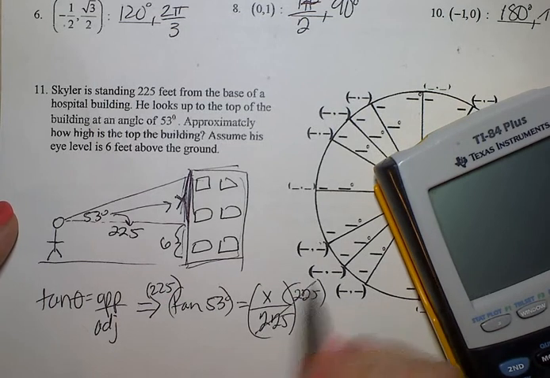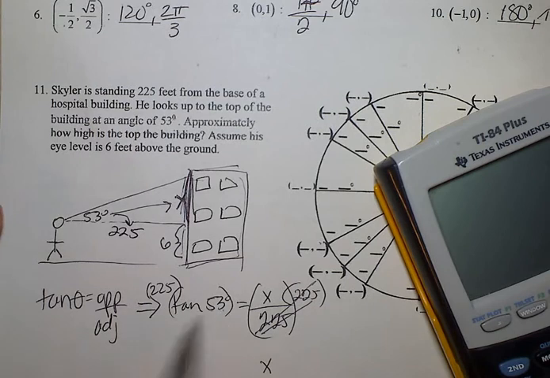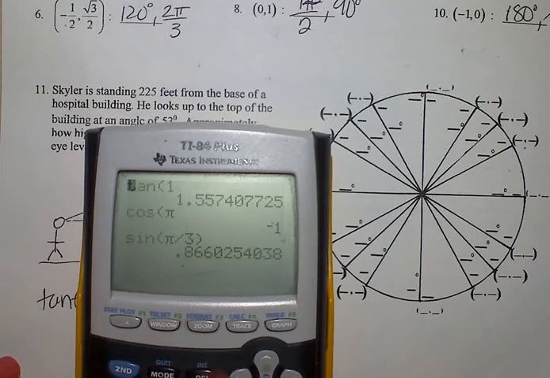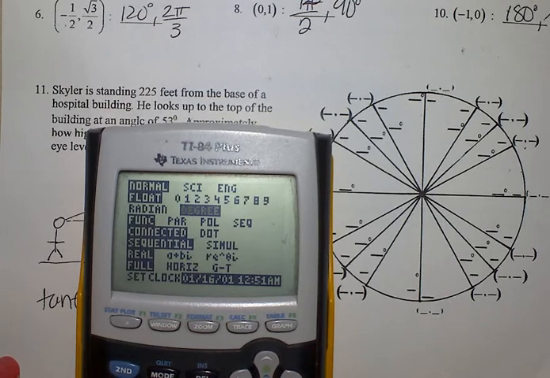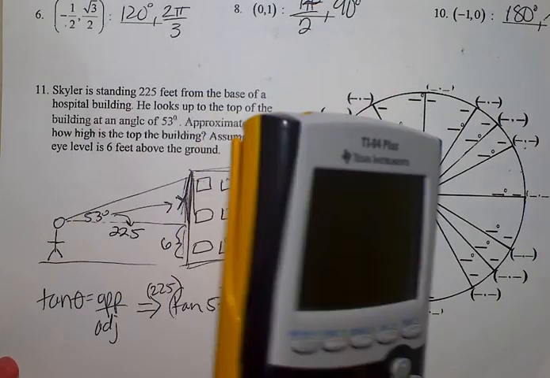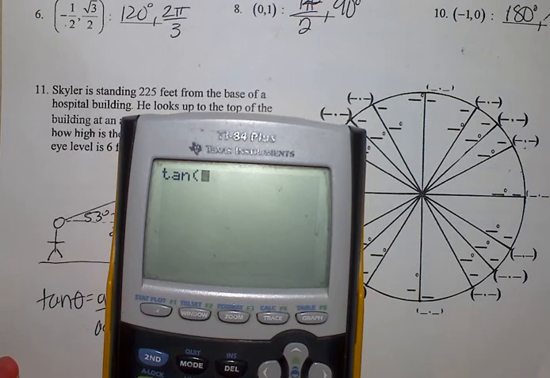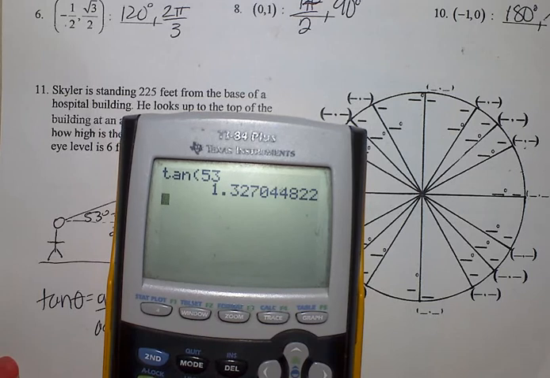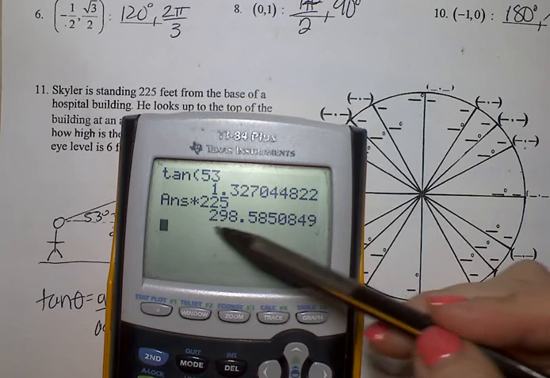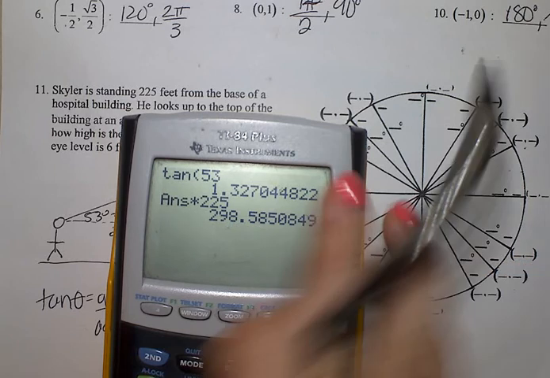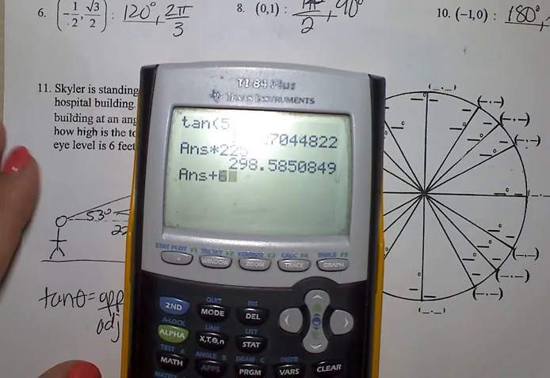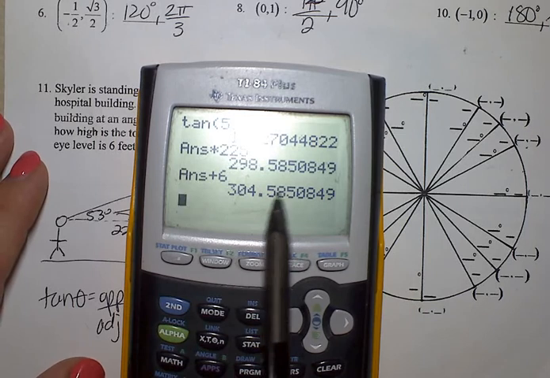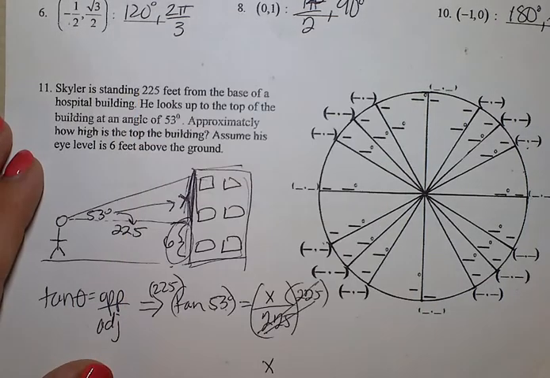225's cancel. Now remember, we're working with degrees. Please go down your calculator to mode. Go down to degrees. Press enter when the black box is over the top of degrees, and then clear. We're going to type in tangent of 53 and then press enter. Multiply it by 225. The height of this hospital is not approximately 299 feet because we still have to take into account the 6 feet from the ground up to the eye level of Skylar. So plus 6, and now I'm going to round it to the nearest foot, which would be approximately 305 feet high.